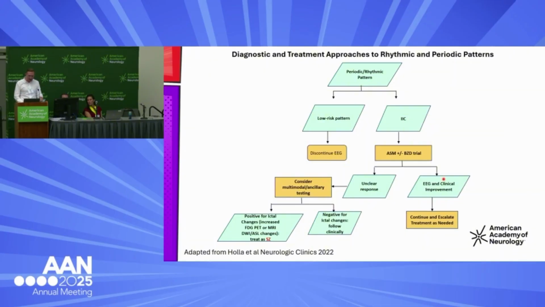If they have EEG and clinical improvement, you know what the next steps are, and continue to escalate along those lines. If you have an unclear response, say a 2 hertz LPD type pattern, you gave them an anti-seizure medication, they didn't really improve that much, but you're still very suspicious, that's when I think you consider one of these multimodal or ancillary testing approaches. If it's negative, you can continue to follow clinically. If it's positive, maybe that's indicative that you should be a bit more aggressive.